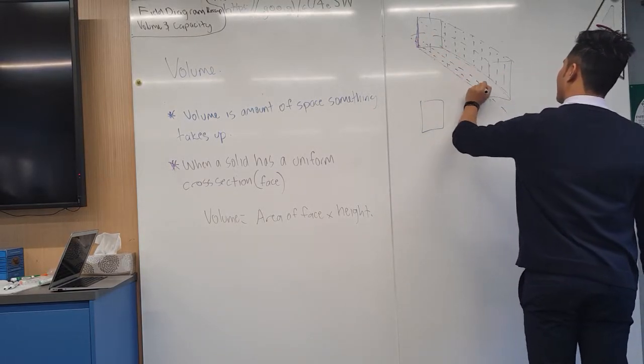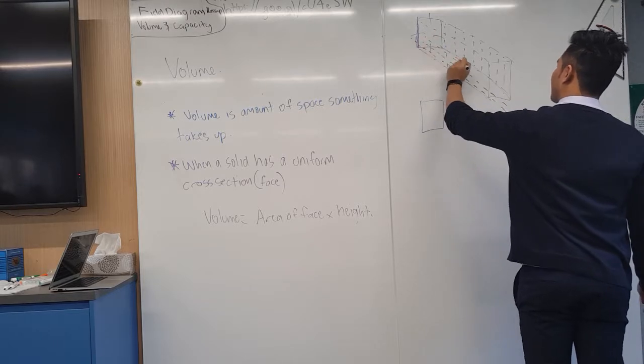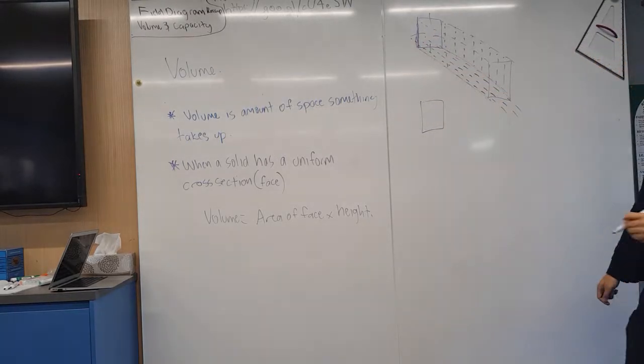So it depends on which way you cut it, guys. If you cut it that way, then it'll be rectangles. So that's right as well. For rectangular prisms, you can cut it across two ways.